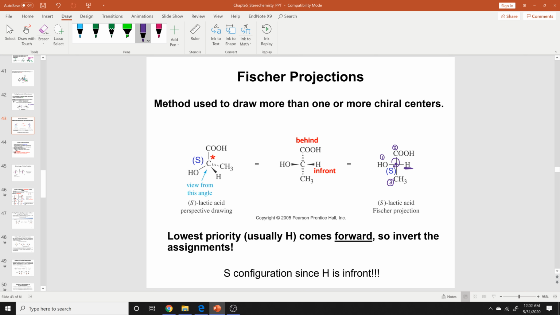It has to be behind. So simply invert the configuration. So instead of being R now, it's going to be S configuration. Notice I did this without even swapping and without having any molecular models, without doing any rotation, nothing. So keep the hydrogen in front, figure out your configuration, and then reverse it. And in this case, it's going to be an S instead of an R.